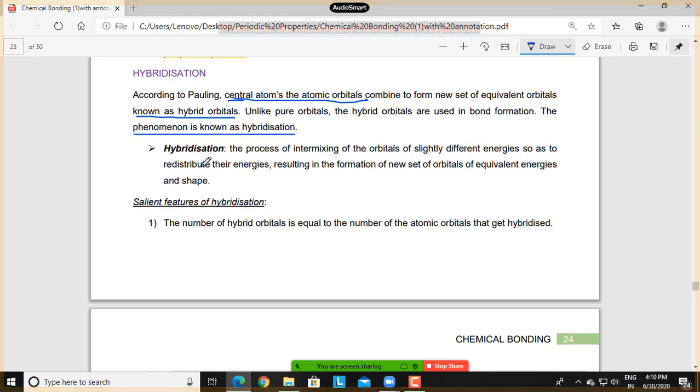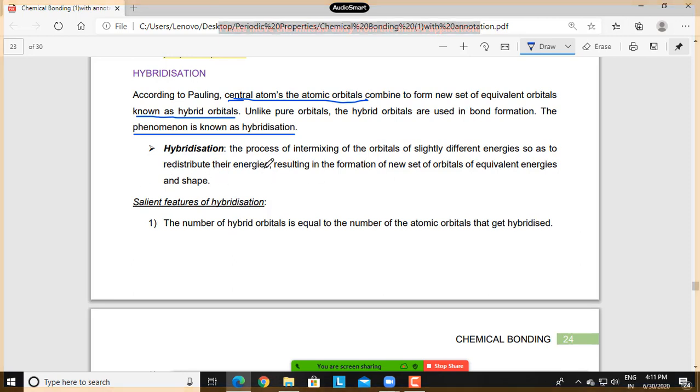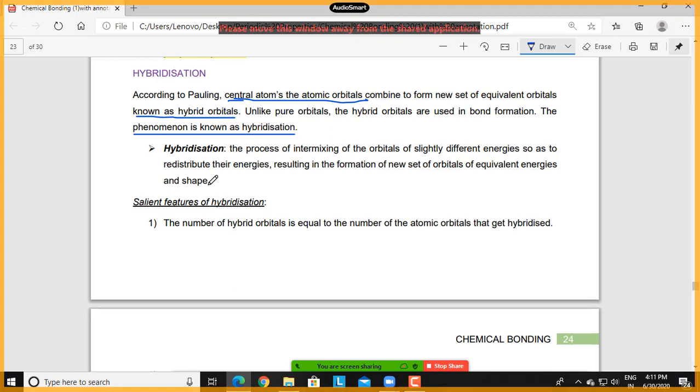Another way we can say it: hybridization is the process of intermixing of orbitals of slightly different energies. This intermixing occurs for orbitals with the same or nearly the same energy. If the energy difference is very high, then it is difficult to make hybridization. So it is the intermixing of orbitals with slightly different energies so as to redistribute their energy, resulting in the formation of new orbitals with equivalent energies and shape. This is the definition of hybridization.